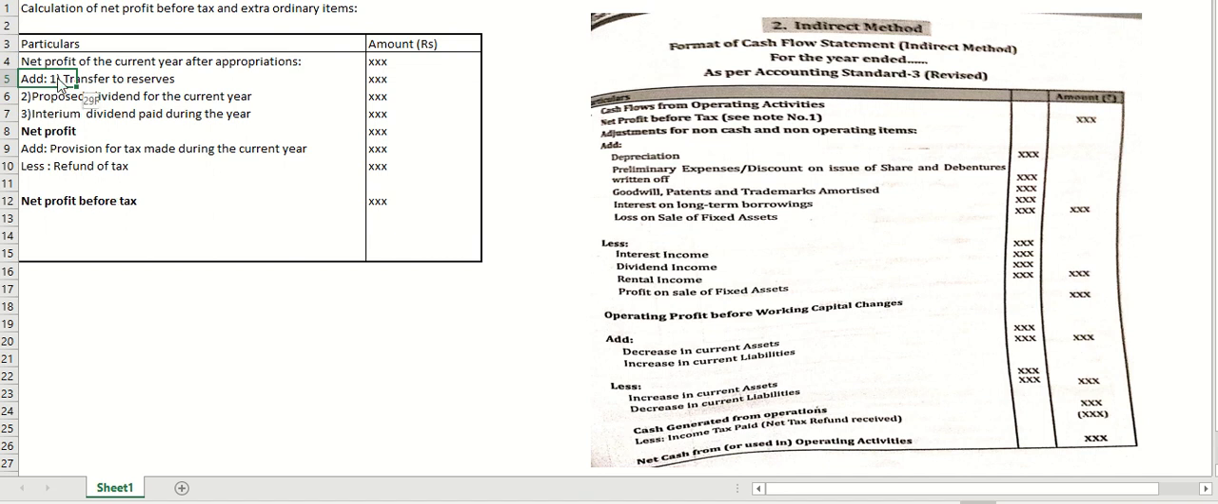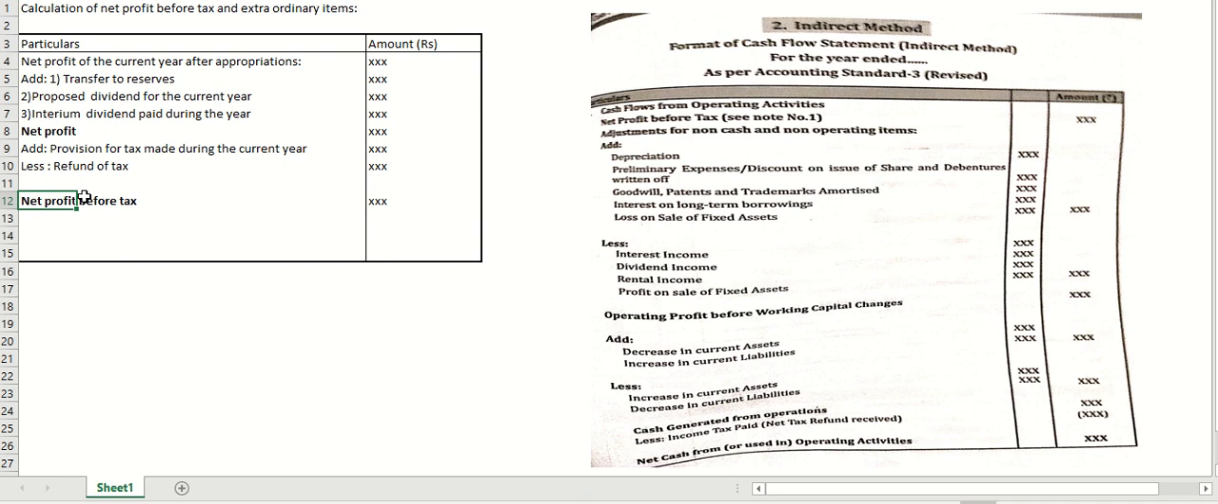So at that time you're supposed to add whatever you have debited in your profit and loss appropriation account, like your transfers, proposed dividend, interim dividend paid during the year, etc. Then you will get your net profit. Then you will add your provisions for tax made during the current year. Then you will minus the refund of tax that has happened during the current year. So the resultant figure will be nothing but your net profit before tax.